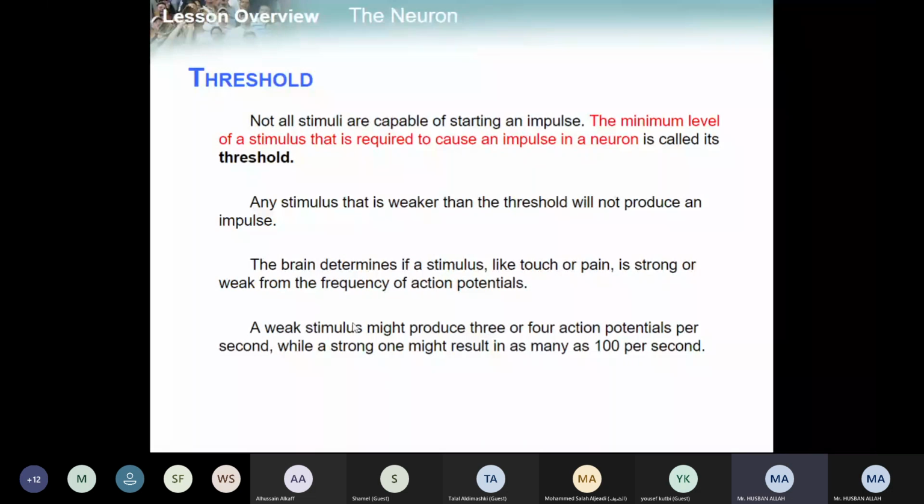A weak stimulus might produce 3 or 4 action potentials per second, while a stronger one might result in as many as 100 impulses per second. If the stimulus is weak, it will produce 2 to 3 impulses per second, but if it is stronger, it will produce about 100 action potentials per second.